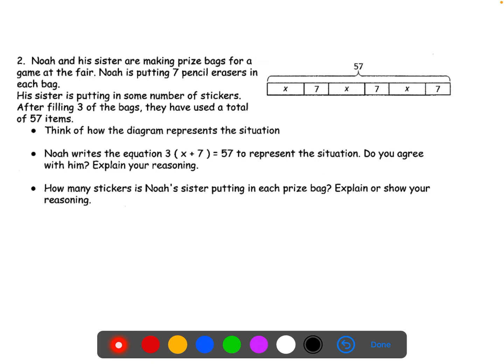Now, take a look at this problem. Noah and his sister are making prize bags for a game at the fair. Noah is putting 7 pencil erasers in each bag. His sister is putting in some number of stickers. After filling 3 of the bags, they have used a total of 57 items. Would you take a look at this diagram and see how it represents the information we just read about Noah and his sister?